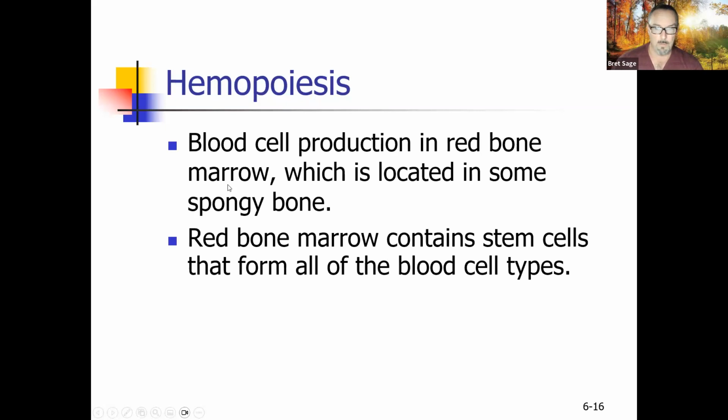Now there's two kinds of bone marrow, yellow bone marrow and red bone marrow. If you've ever cut open a bone, say from an animal, you notice there's a red area and a yellow area. The red area is red bone marrow, often found at the ends of long bones and in other types of non-long bones. And the yellow bone marrow is fat, found in the marrow cavity or medullary cavity of long bones. Red bone marrow contains stem cells that form all the blood cell types. So it turns out red bone marrow is the most important for making blood.